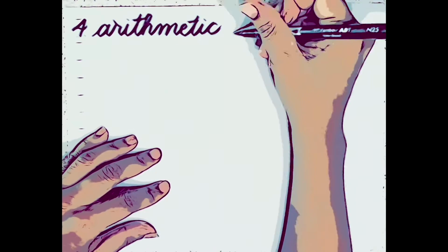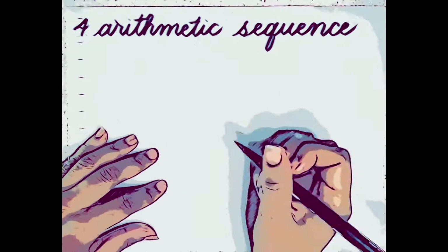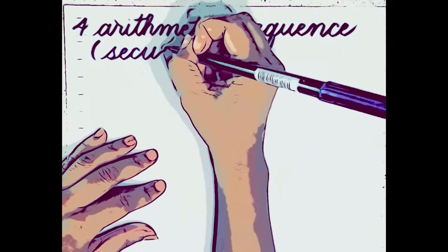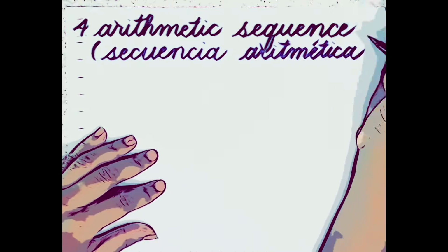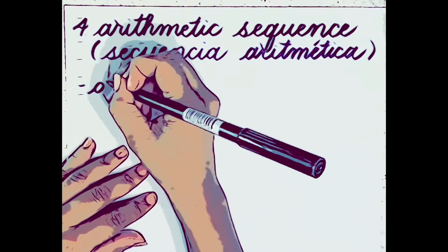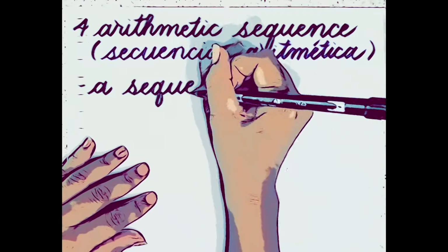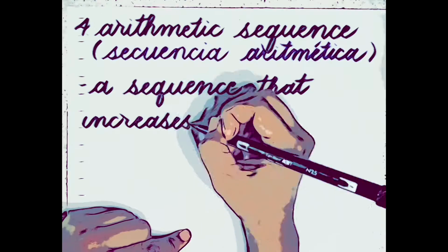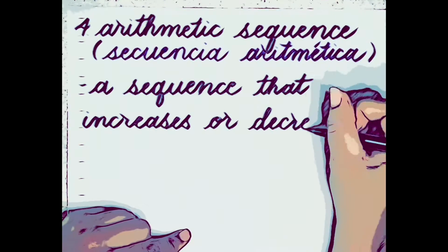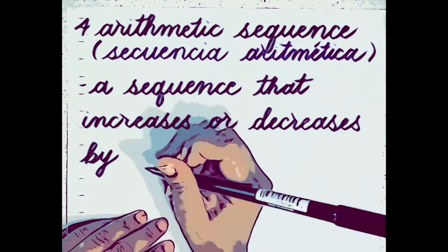An arithmetic sequence, or secuencia aritmética, is a sequence that increases or decreases by the same amount from term to term. Es una secuencia que sube o baja por la misma cantidad de término a término. In other words, you just need to add or subtract the same amount from each term. So hay que sumar o restar la misma cantidad a cada término.